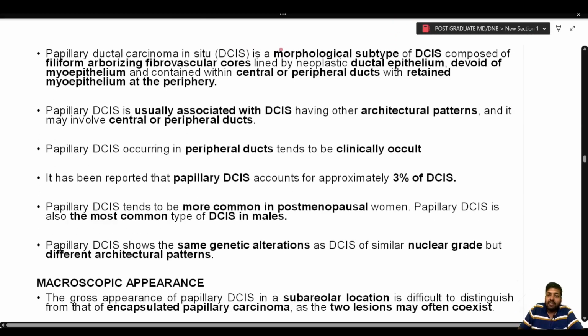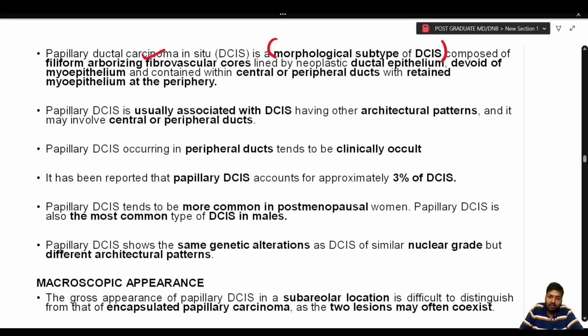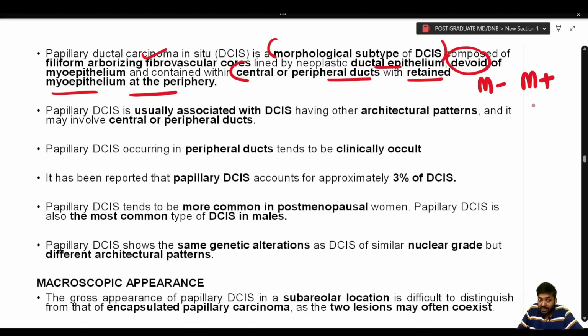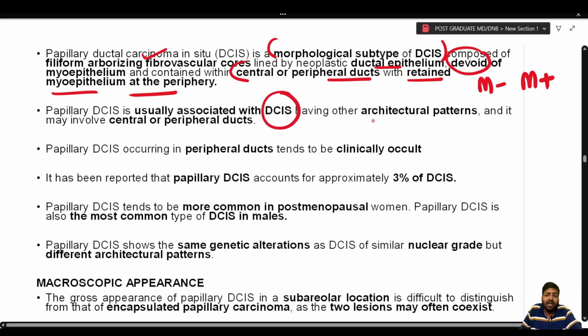Papillary DCIS is a morphological subtype of DCIS, composed of arborizing fibrovascular cores lined by neoplastic ductal epithelium which are devoid of myoepithelium, and which are present in a central or a peripheral duct having retained myoepithelium at the periphery. Papillary DCIS is usually associated with DCIS having other architectural patterns, and it may involve central or peripheral ducts. Those occurring in the peripheral ducts tend to be more clinically silent.